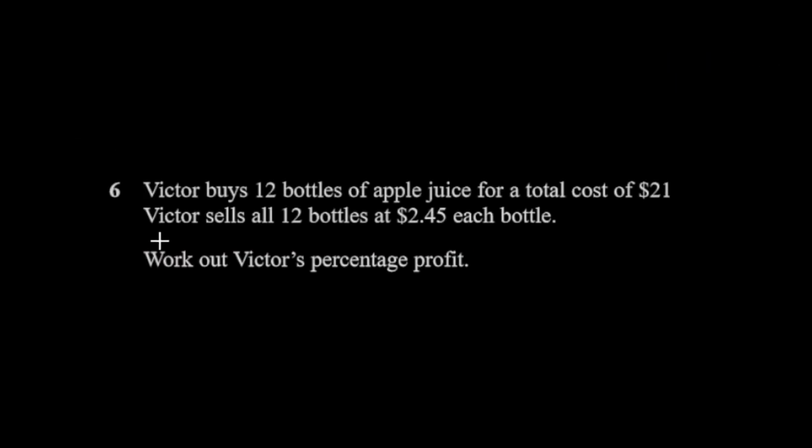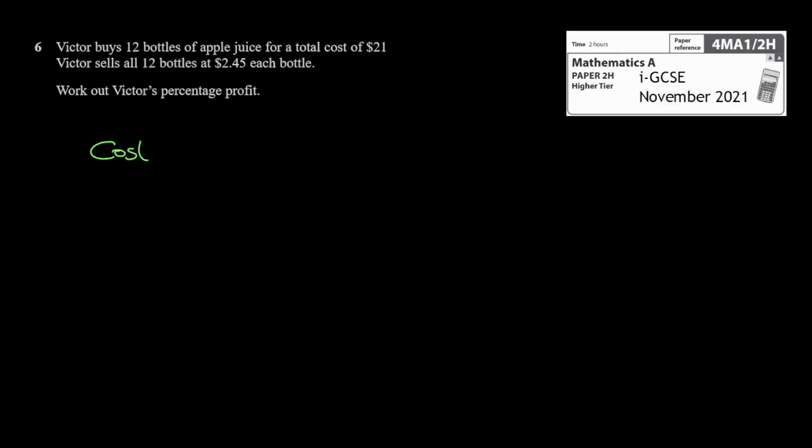Okay, question 6 offers us, on the face of it, a simple percentage problem. Victor buys 12 bottles of apple juice at a total cost of $21. So his cost so far, his outlay, is $21. He sells the bottles, all 12 bottles, at $2.45 each.